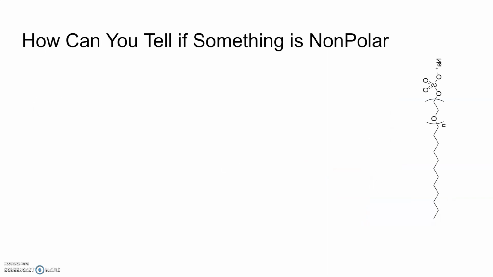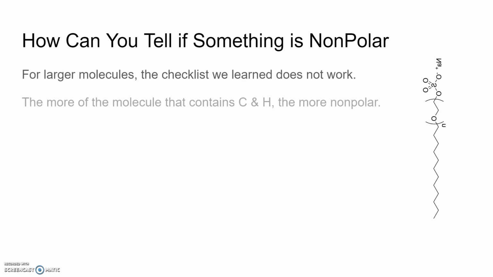Okay, so we already looked at how to tell if something is polar by looking for groups like hydroxides, OHs, and amines, nitrogens, etc. But what about for nonpolar? What should we look for in that case? And for nonpolar molecules, you want to look for hydrocarbons, things with just carbon and hydrogen in it only. And so those would be like long chains or rings.